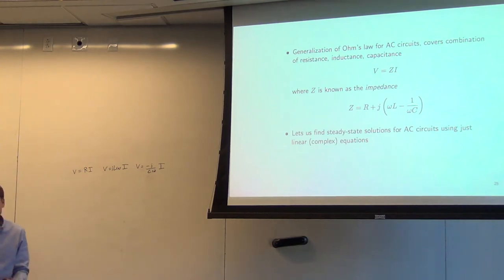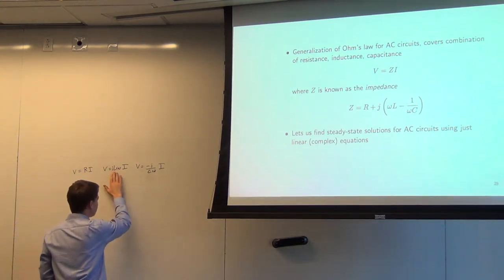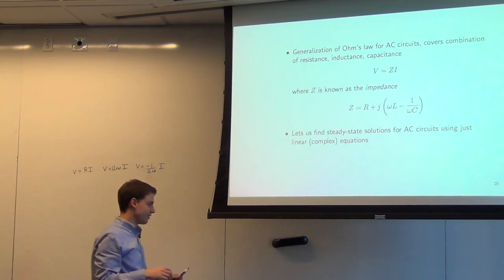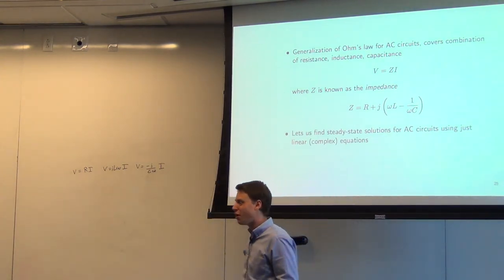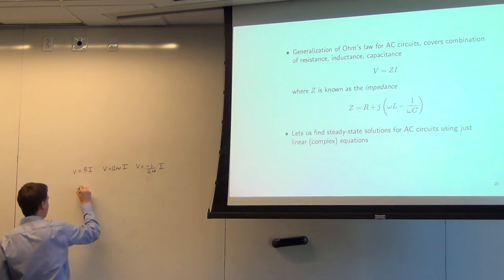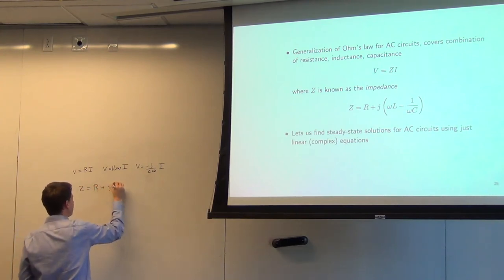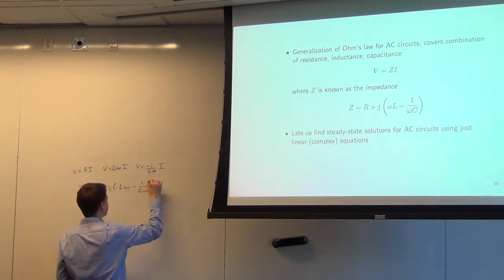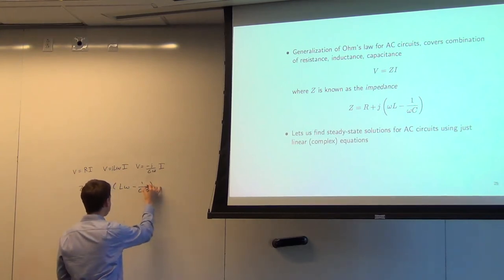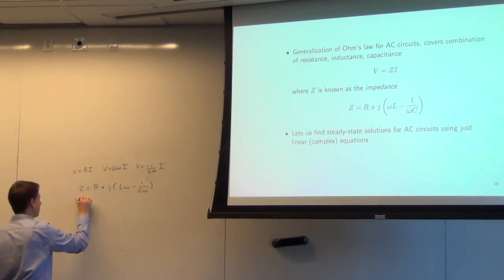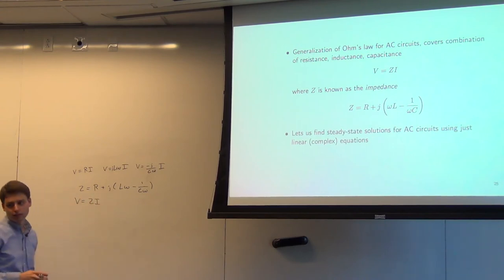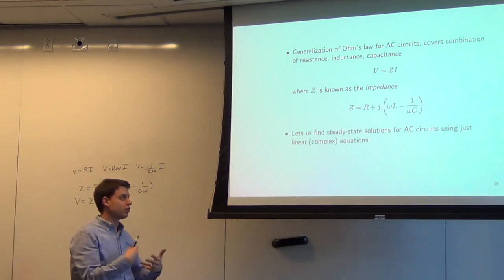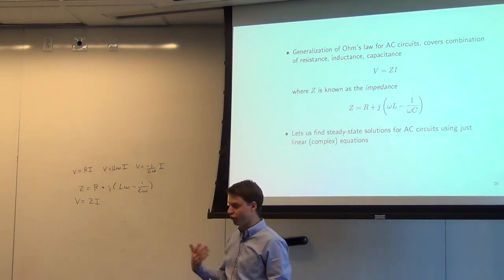So what people typically do is rather than thinking about resistance, inductance, and capacitance all separately, they combine them into one quantity, which we call the complex impedance. So we'll combine all these things into one quantity Z, which is going to be R plus j L omega minus j over C omega. And now we just say that V equals Z times I. We've essentially combined the laws for inductors, capacitors, and resistors all into one equation.